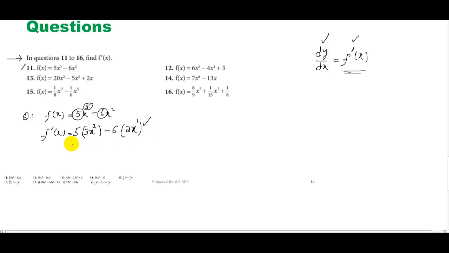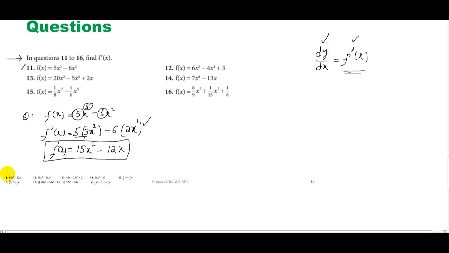Yes, sir. Now sir, we will not write dy over dx, can we write it like this also? You said it is compulsory. We can take it directly. Sir, in that step, you have put this 1 on top of the 2x, right? Yes, the power is 1. Just simplification, 5 3s are 15. It is 15x square and minus 12x. So this is the derivative f dash of x. So this is the answer.